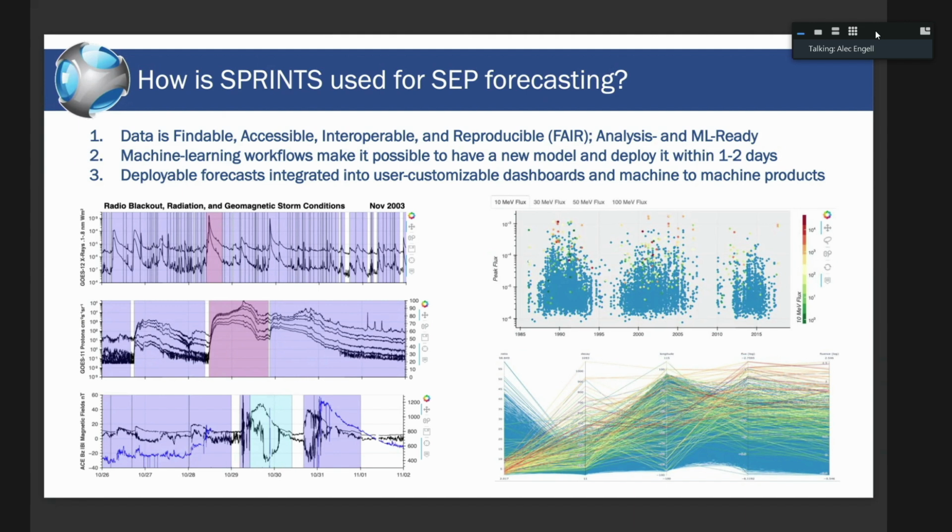And then we go through our pipeline. Some of you may be familiar with Agile DevSecOps or CI/CD, continuous integration, continuous deployment. I work with a software engineering company, so I've picked up some of this language and these processes along the way. It can be redeployed in your operational environment, in our case the Next Gen proving grounds, in limited time. So it's a great turnover type of deal, right? Efficiency. And you can deploy those forecasts into the integrated, user-customizable dashboards and have machine-to-machine products.